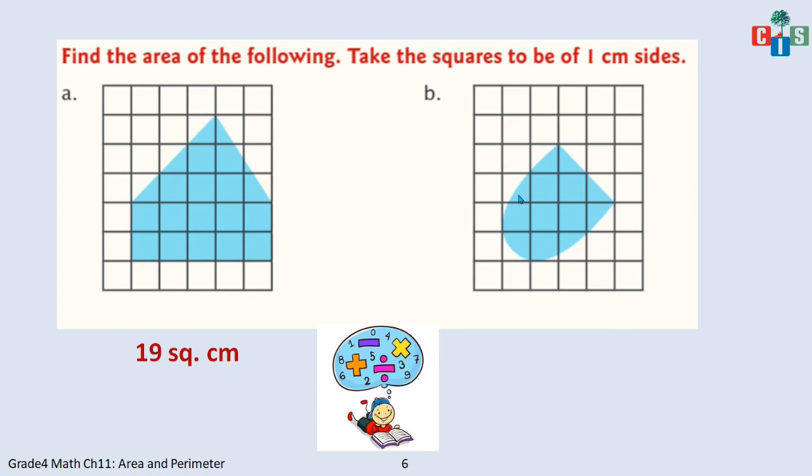This is less than half. So how many we had? 4, 5, 6. Okay. 7, 8, 9, 10 and 11. So here we have 11 square centimeter. This I have not counted because when you draw a line like this, diagonal line, okay, you will find this area is not colored. So it is less than half. So it's not covered for calculation.